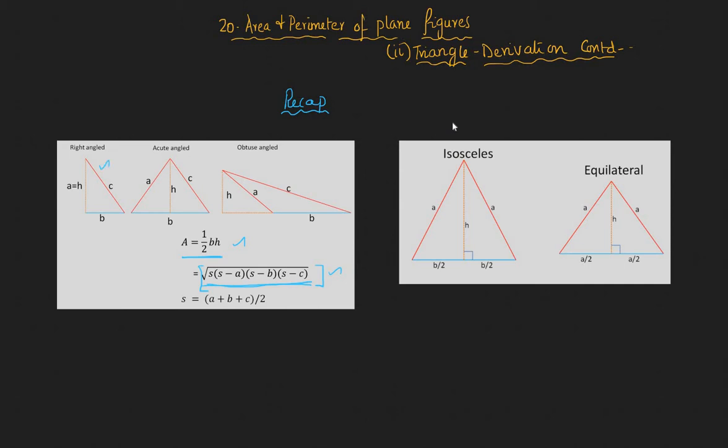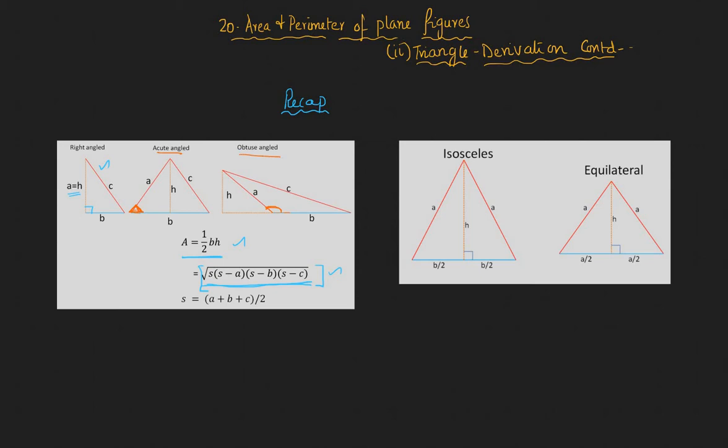So you have a right angle triangle where the a and h are same because this is right angled. And then you have the other types of triangle: acute angle triangle, where all the angles are less than 90 degrees, and obtuse angle, where one of the angles is greater than 90 degrees. So these equations are valid even in an obtuse angle triangle, right?